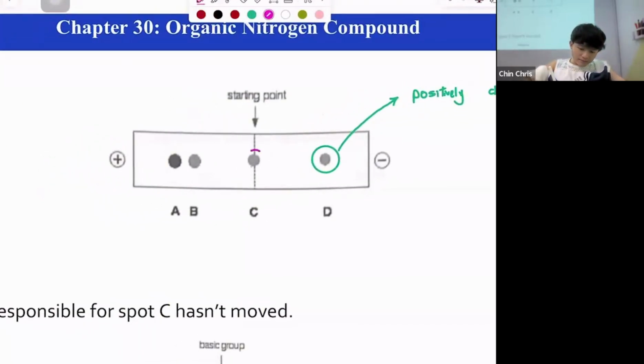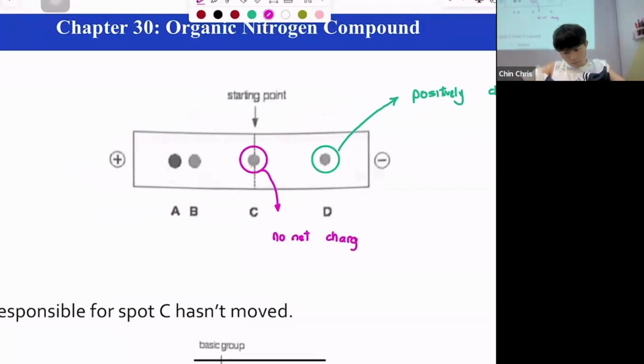What about spot C? Do you see that spot C is not moving at all? Which means spot C is neutral, or no charge, right? Correct.